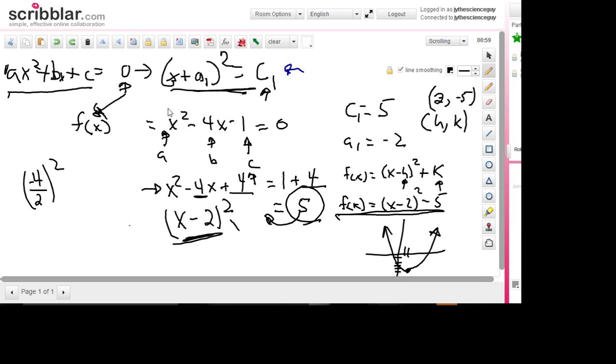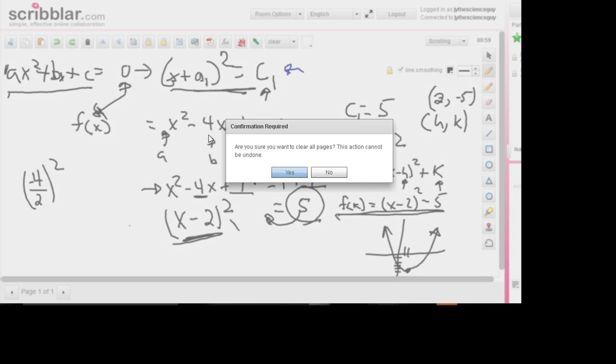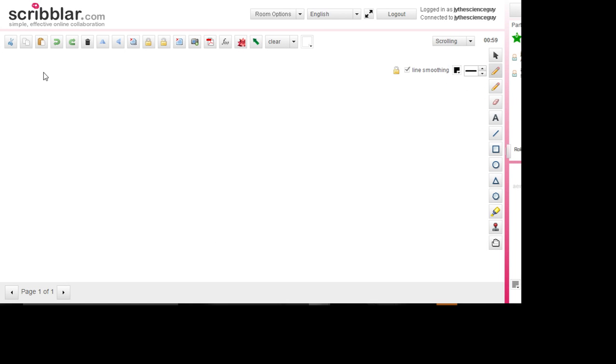But I want to do another one for you so you have one to study with. So let me close this. I'm going to write this back up. ax squared plus bx plus c, and that's equal to 0. And then that means that you can complete the square, and this is x plus a1. I don't know why they did that, because that just makes it more confusing. Making a plus instead of minus is equal to c1.